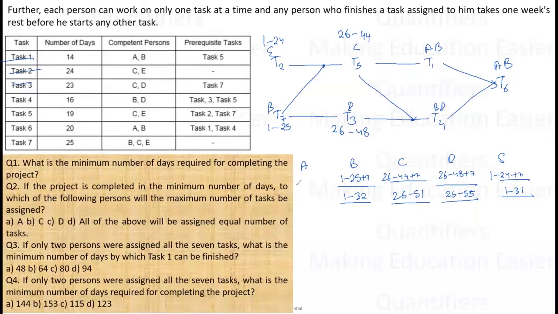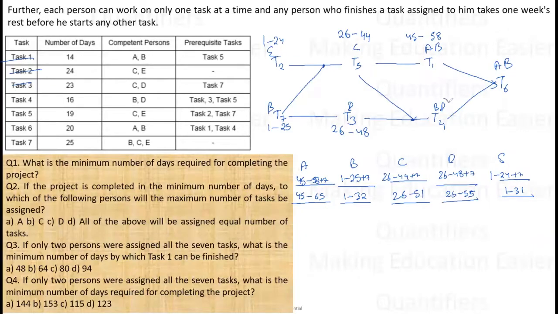So A will be busy from 45th day, and task 1 requires 14 days. 45 and 14, 59, 58. 45 to 58 plus 7. So A is occupied from 45 to 65 days. Okay. Now A is also done. Now all the people are occupied.